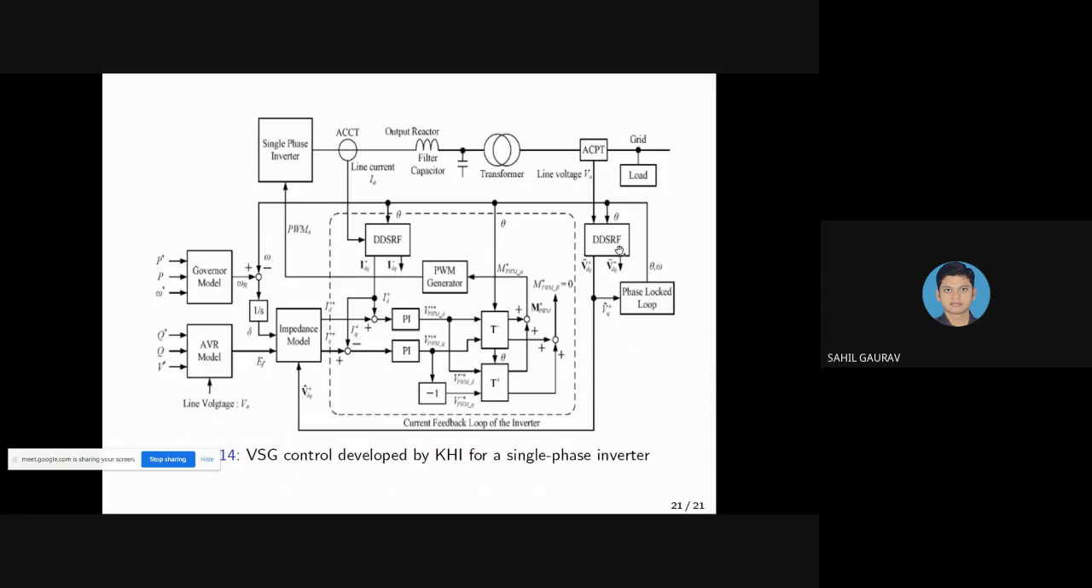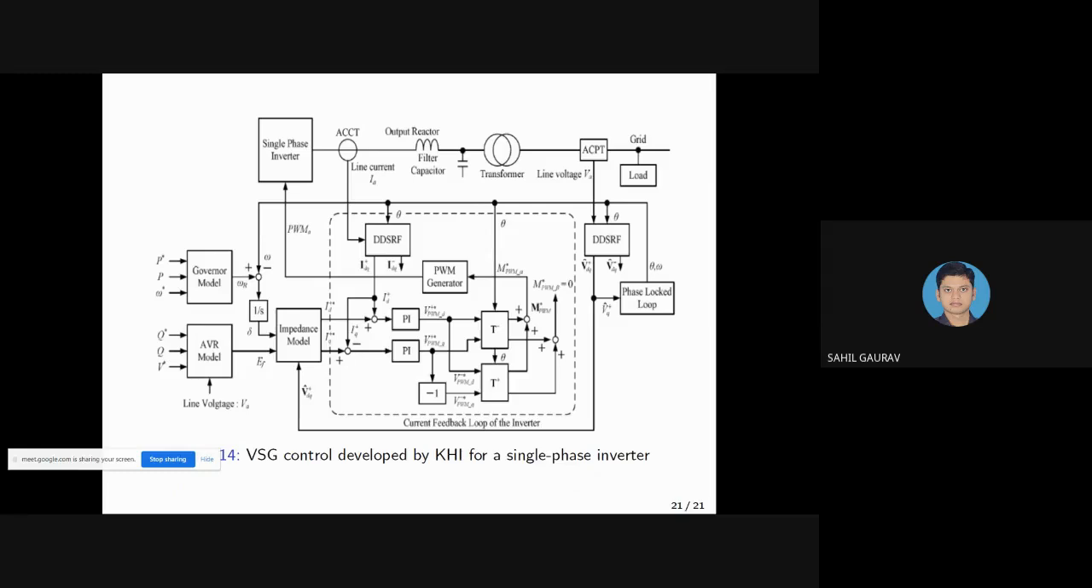Here you can see the Werner model and AVR model create the droop control laws, and a current control loop is presented at the output terminal. Therefore, the VSG control developed by KHI is a current source based grid supporting control. Here we can see that in both the Werner model and AVR model, the inputs and outputs of the droop control laws are opposite to the basic virtual synchronous generator control.